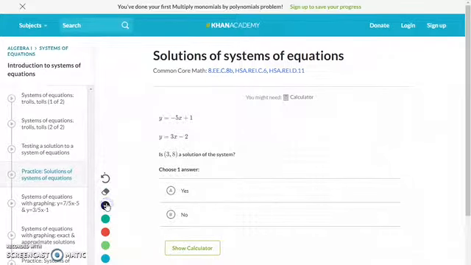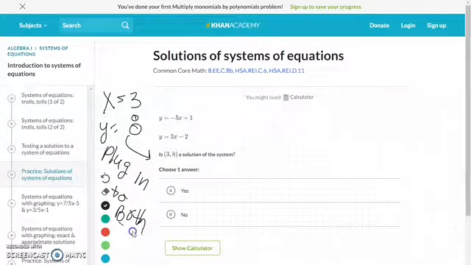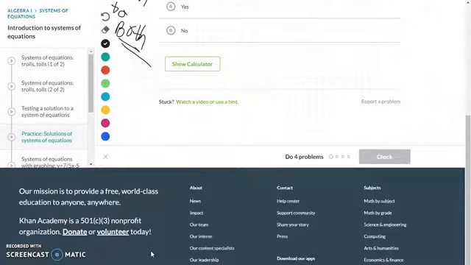In this video, we have solutions of systems of equations. And just a quick, brief definition: a system of equations is two or more equations needed for you to solve any given problem. So right now we have y equals negative 5x plus 1 and y equals 3x minus 2. The question is, is the point (3, 8) a solution of that system?